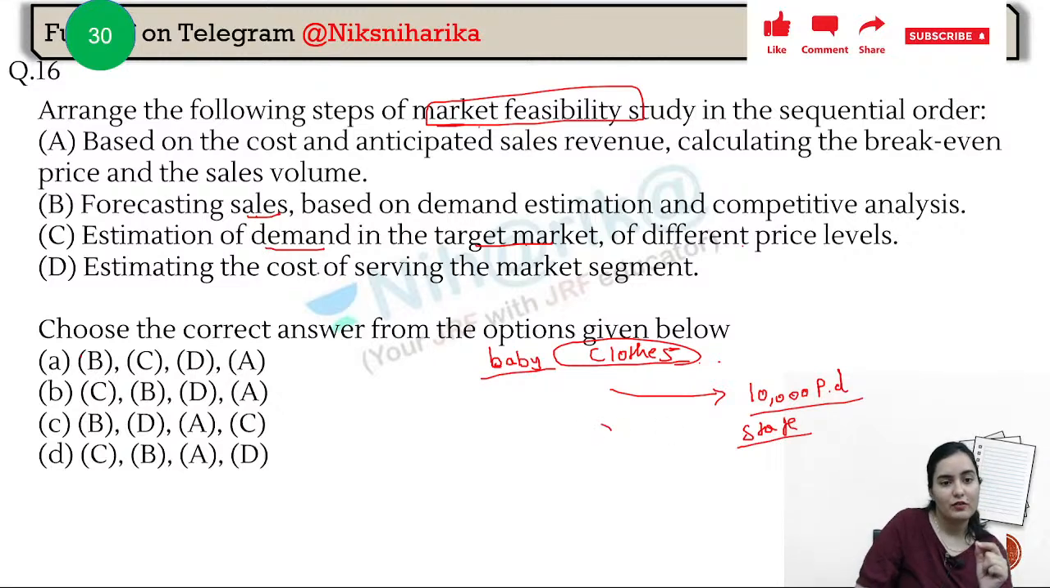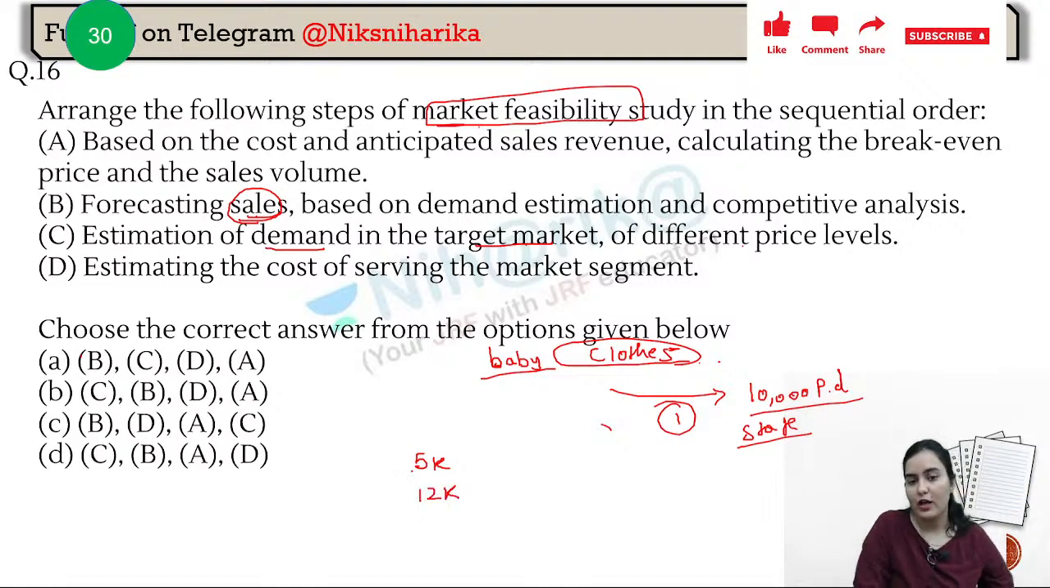After that, we will forecast how much sales we can generate. Now, Twinkle, we will see the second step: how much sales our company can generate, whether it can fulfill 5,000 or it is capable of supplying 12,000. Right? Okay, that should be the second step.